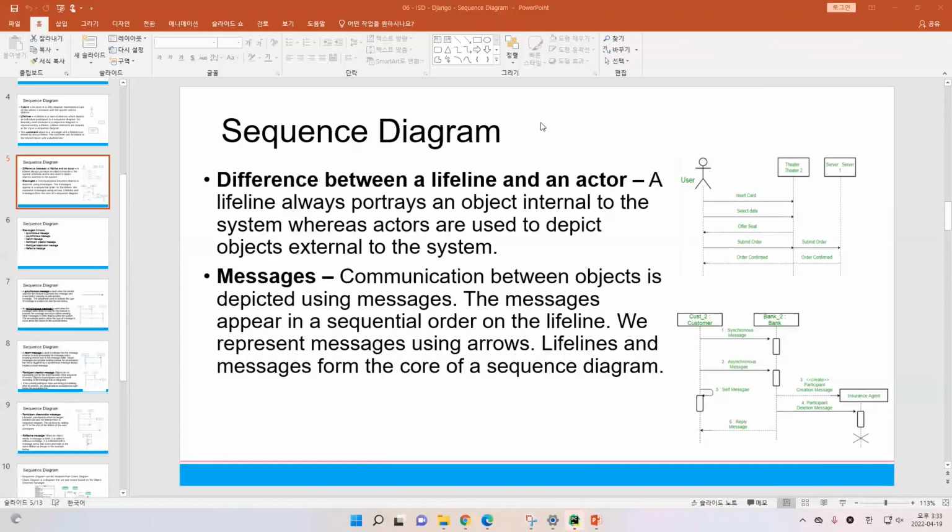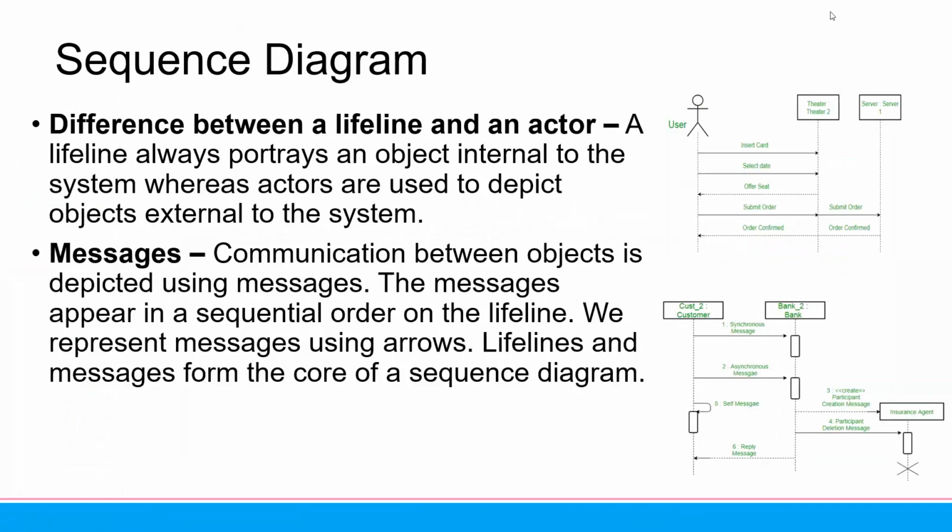Okay, so we already learned the simple idea about sequence diagram. And from this diagram, you can see the interaction between the user and the theater. Yeah. And let's say this is the kiosk at the theater.